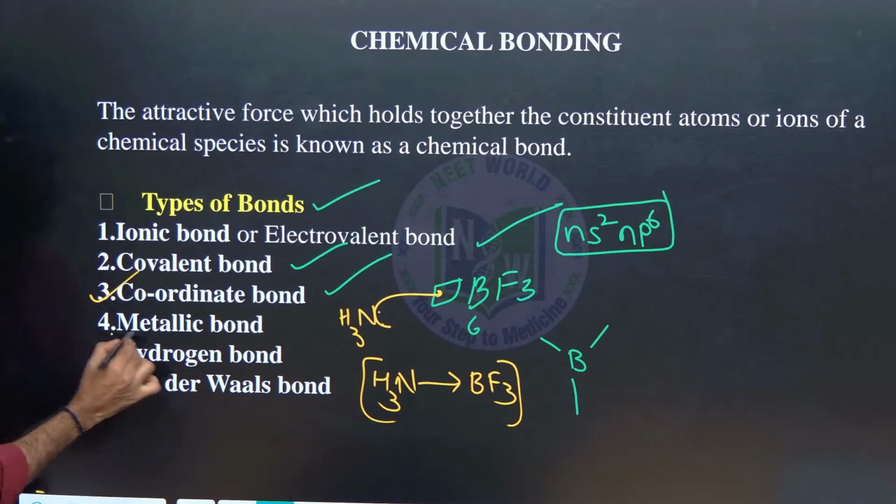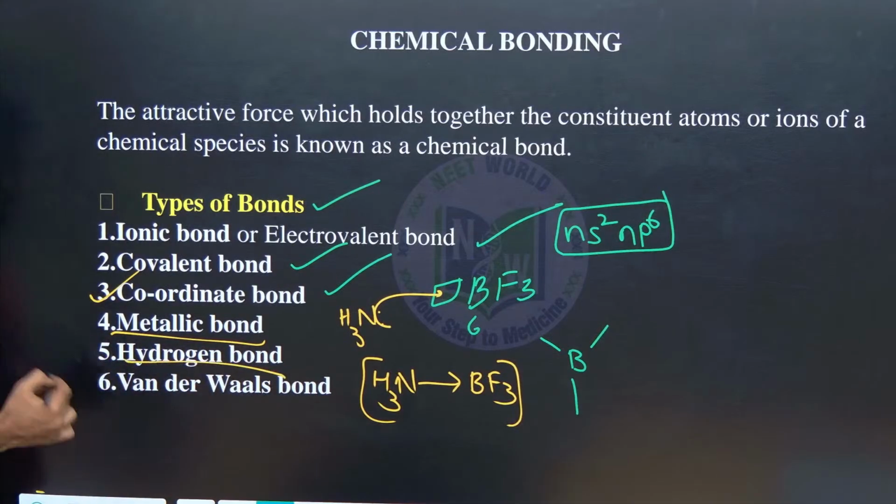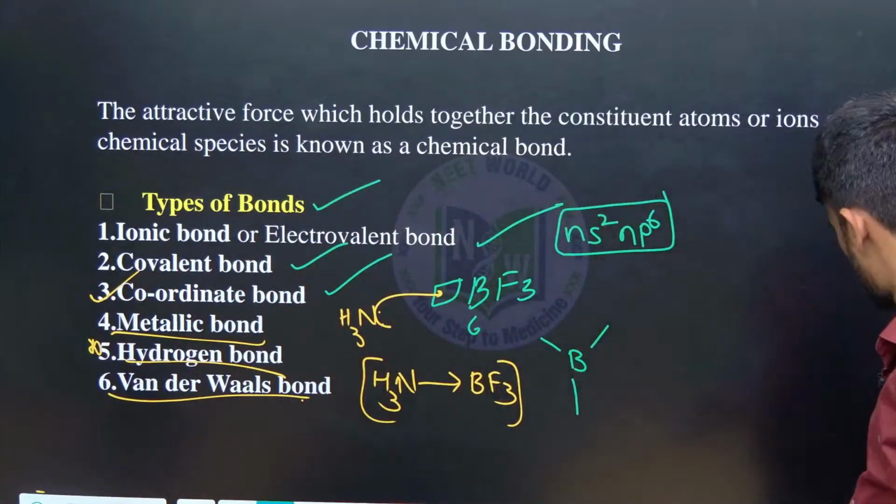Next, the metallic bond, formed between metals, and the hydrogen bond, which is a special type of bond again. Next, van der Waals bonds, which are just dipole-dipole interactions.